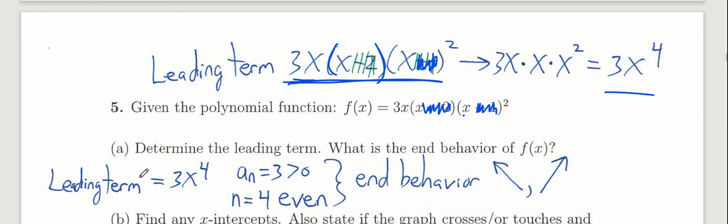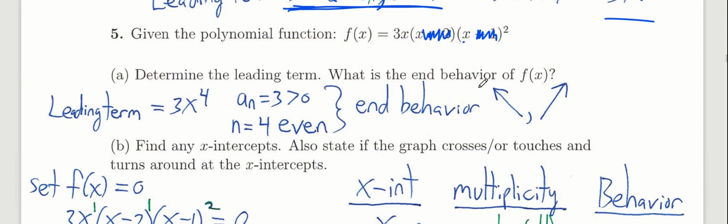It's a leading term where the leading exponent is even and the leading coefficient is positive, so the end behavior is going to be up and up. It's going to rise to the left and it's going to rise to the right.